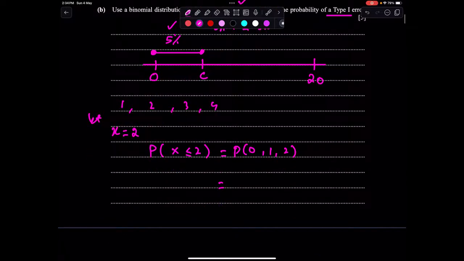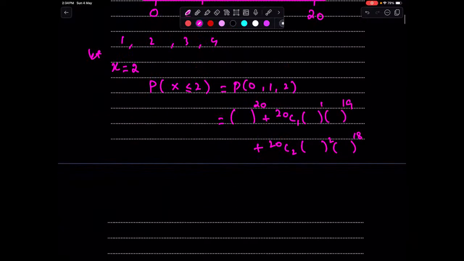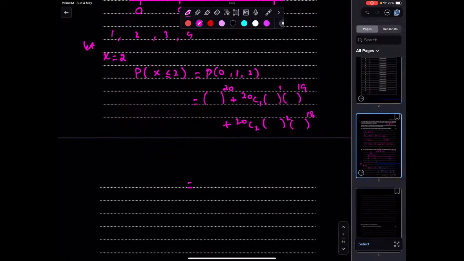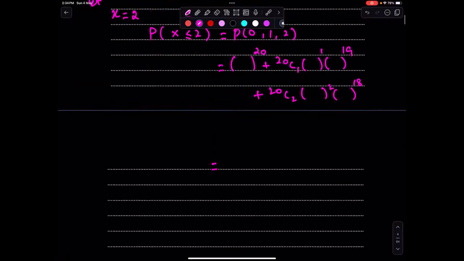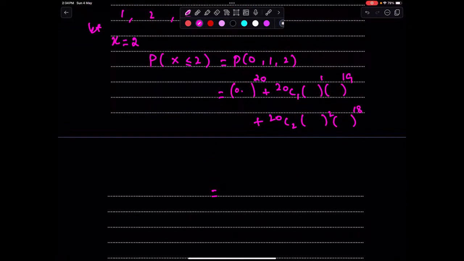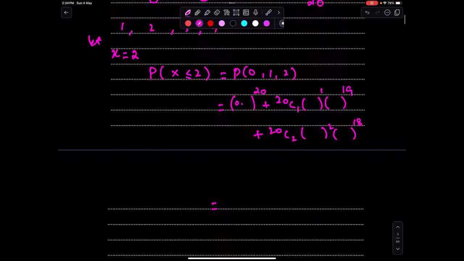So use binomial. So 0 means q power 20. 1 means 20c1, p power 1, q power 19. Then 20c2, p power 2, q power 18. In order to save time, I'm writing this answer here. This number where p is 0.2, this is q, this is p, this is p, this is q.